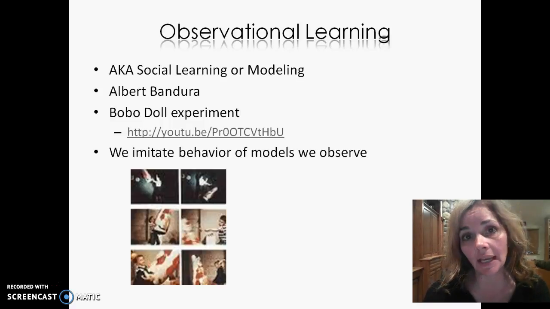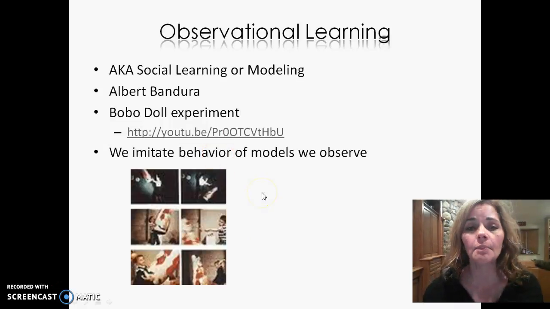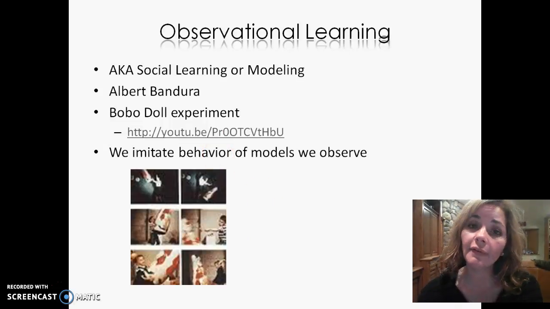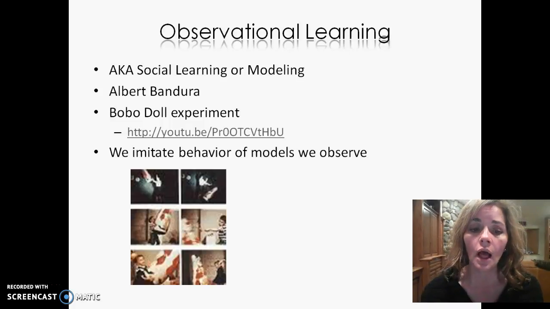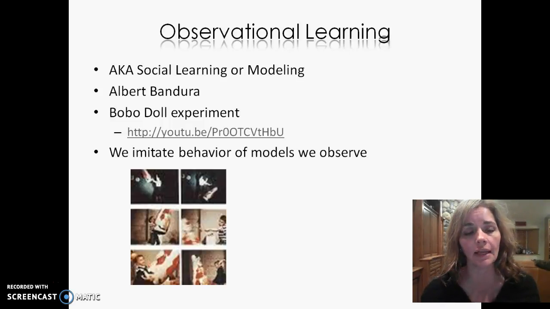So they watched this video of this model beating up the Bobo doll, and I encourage you to watch the video too on your own. What they found is that children exposed to the aggressive modeling were more likely to be aggressive toward Bobo. Not only that, they were also more likely to start acting aggressively with other toys, and they were more attracted to aggressive toys like guns and bats and things of that nature.